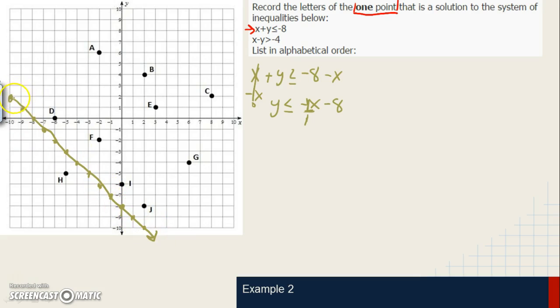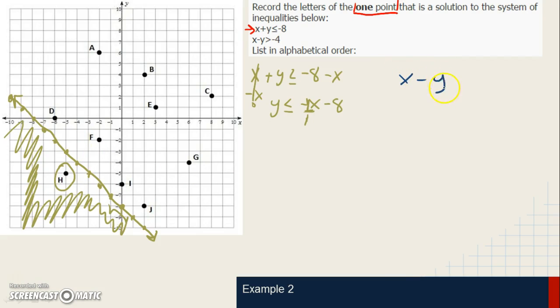And I'm shading below. So that means this entire region down here is shaded. Well, that entire region includes only the point H. So the point H is our only possible solution so far. We'll go ahead and jump to the other equation. So if we know we only have 1 point, we know that point has to be H, but we'll go through the steps just so we get some extra practice.